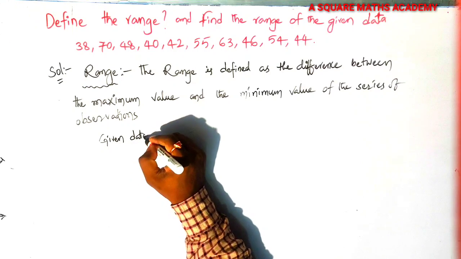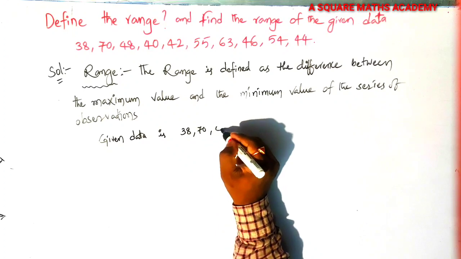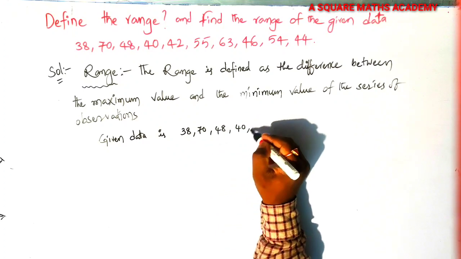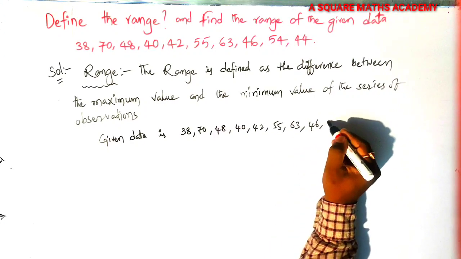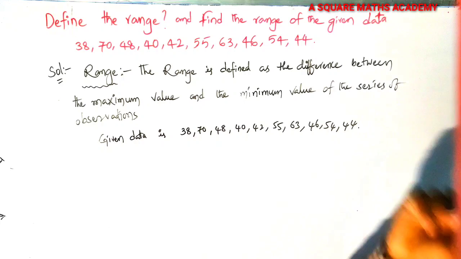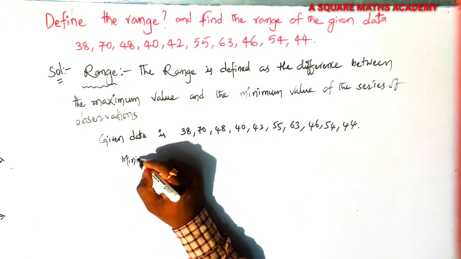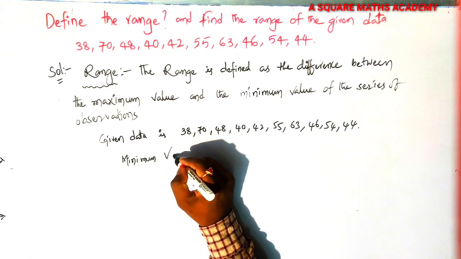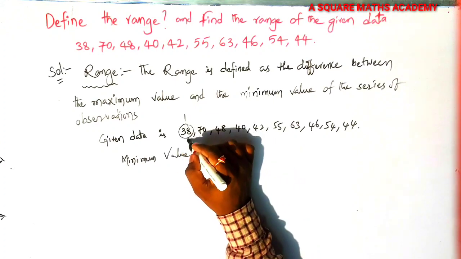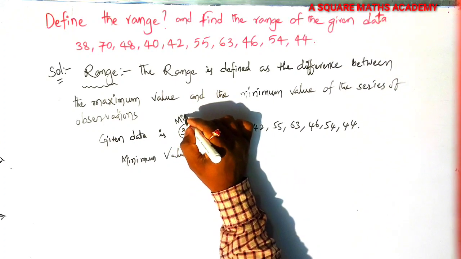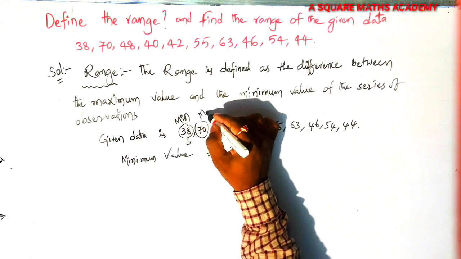So let us take the given data: 38, 70, 48, 40, 42, 55, 63, 46, 54 and the last one is 44. First of all, we write here the minimum value of the given data. Minimum value is 38. So this is the minimum value, the first one. Okay. So maximum value also is this one. Observe this one.